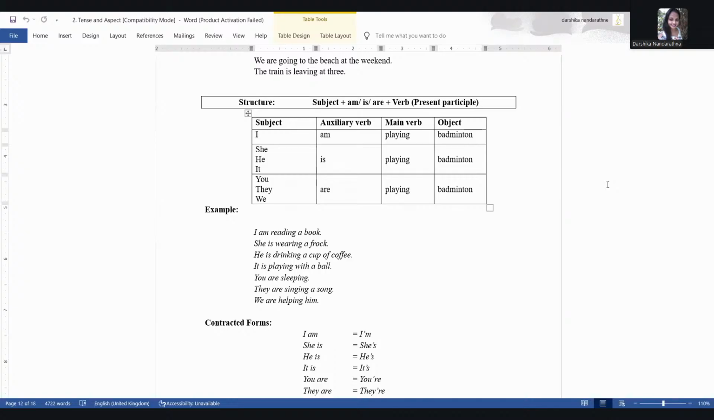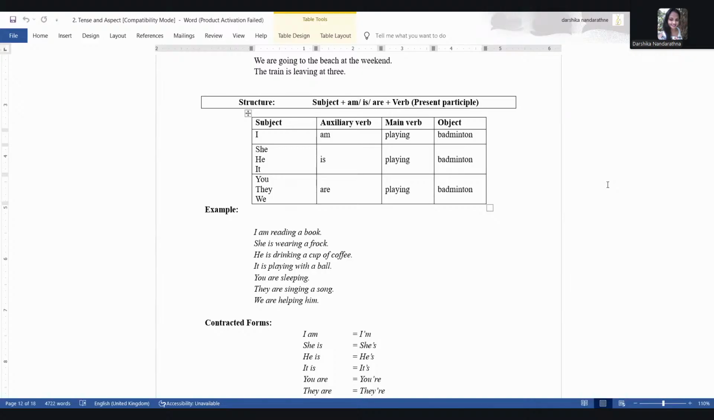You need to change the be verb or helping verb. We only change the helping verb. Okay, so with present continuous tense, we use am, is, are as helping verbs, Pute. Subject plus am, is, are plus verb in present participle form.